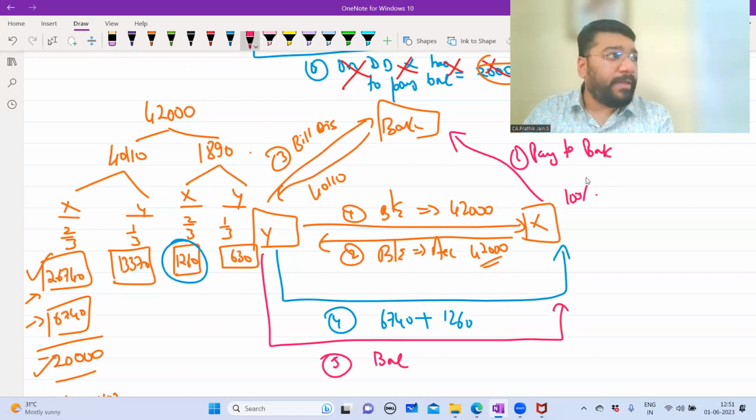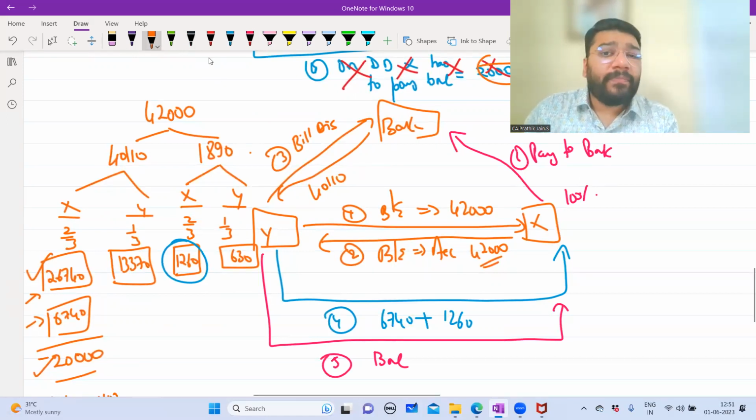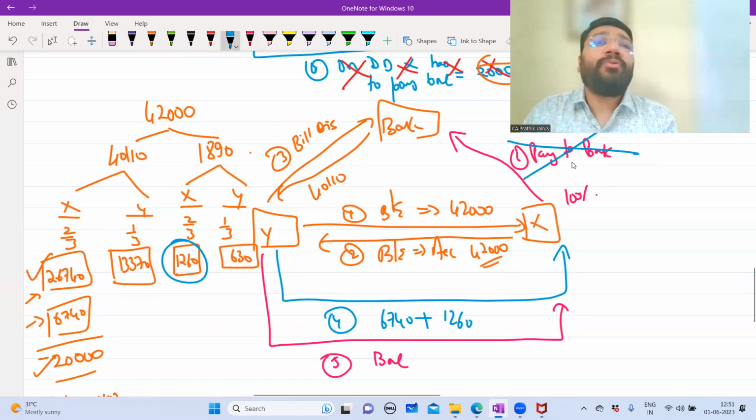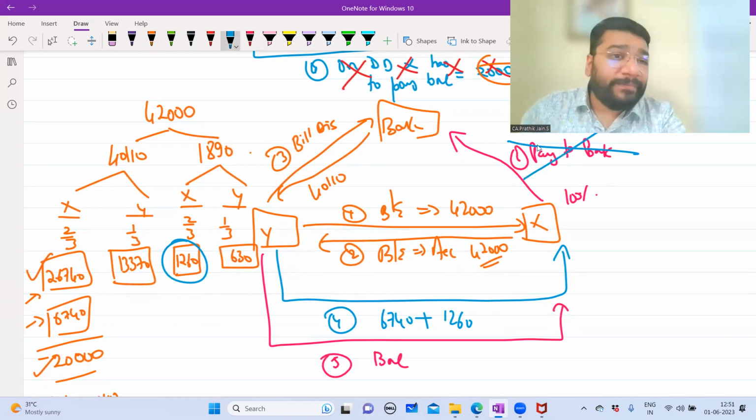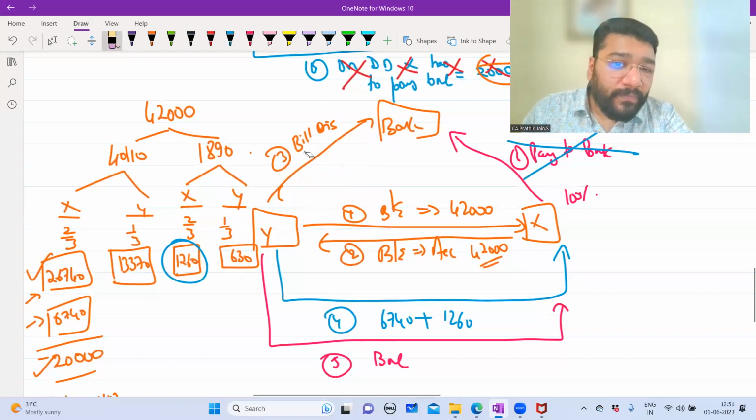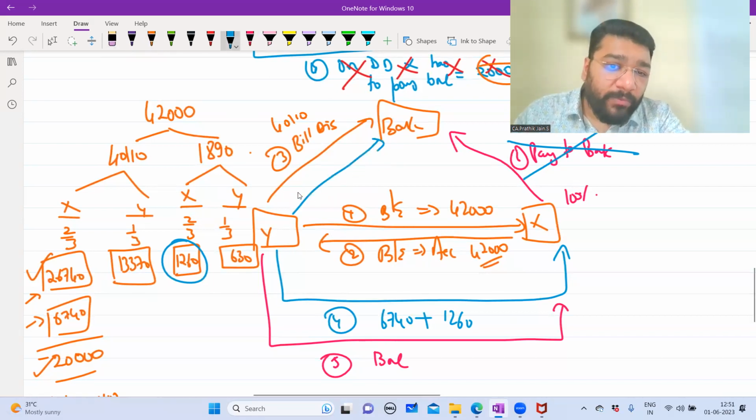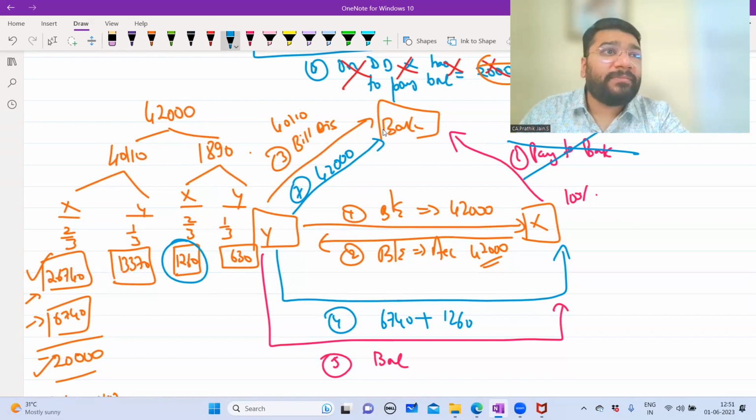But unfortunately, what happened is X became insolvent, which means what? X will not be able to make the payment to bank. So what would have happened? I'm just doing this calculation here, okay? 40,110. So banker would have recovered this money from whom? Y. So Y paid how much? Seventh transaction: 42,000 rupees. Y would have paid to banker.